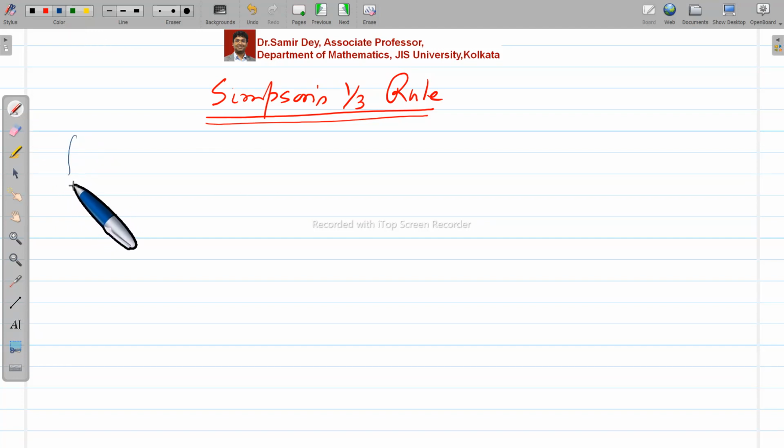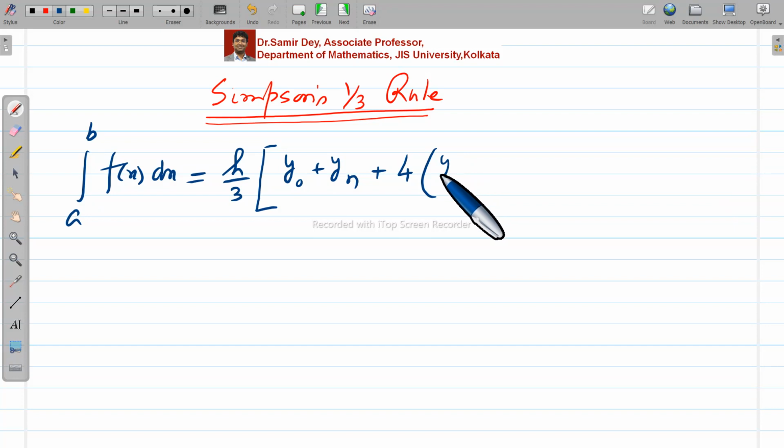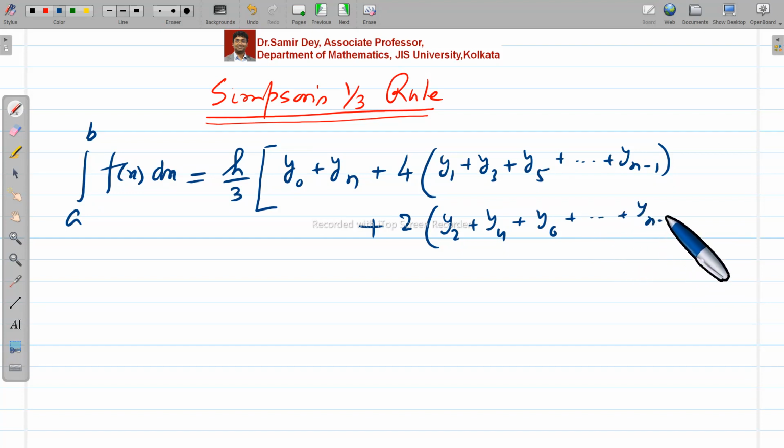Please write down. The integral from a to b of f(x) dx is equal to h by 3 into [y0 plus yn plus 4 into all odd terms, y1 plus y3 plus y5 plus dot dot plus yn minus 1, plus 2 into all even terms, y2 plus y4 plus y6 plus dot dot plus yn minus 2].